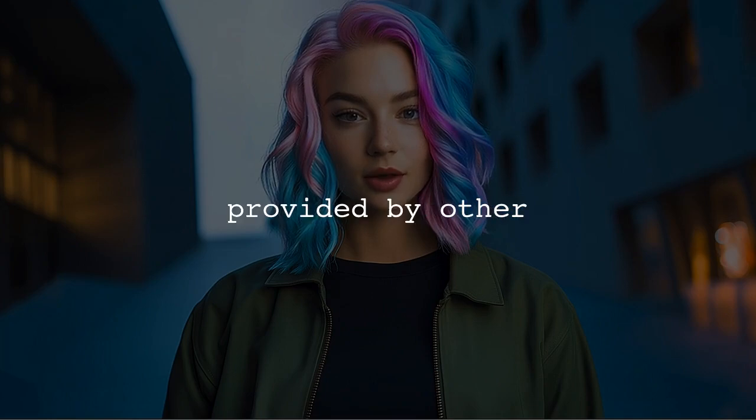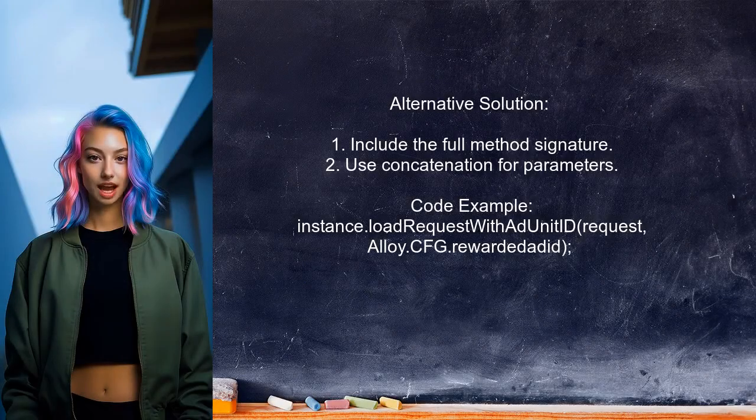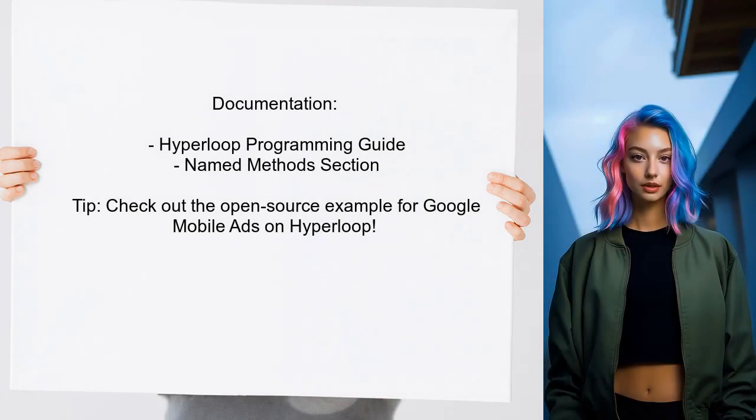Now let's look at the answers provided by other users. A user suggests that the issue arises from not including the full method signature for the loadRequest function. To fix this, you should concatenate the parameters in Hyperloop. They also point out that this approach is documented in the Hyperloop programming guide under named methods. Additionally, there's an open source example available for using the Google Mobile Ads Android library with Hyperloop.